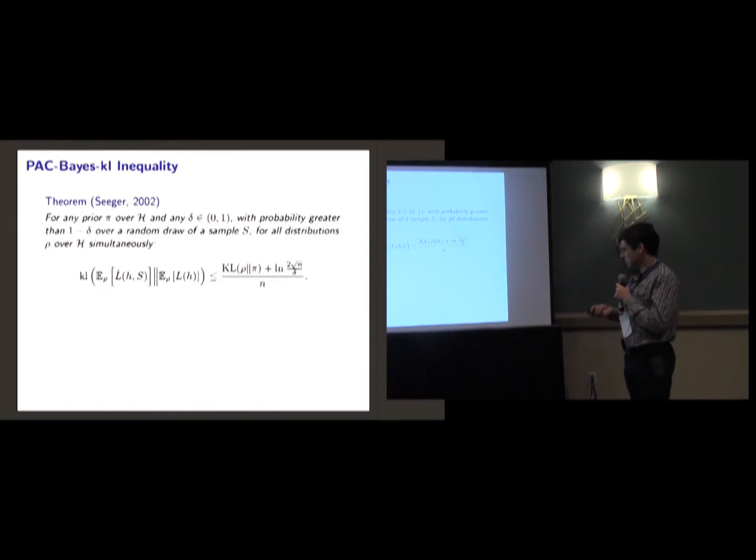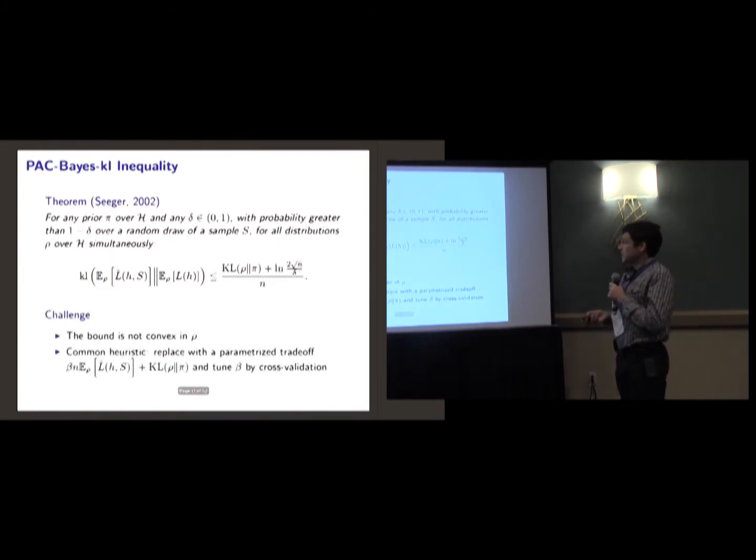So this was already in the first talk by Francois. The challenge is that this bound is not convex in the posterior distribution rho. And a common way to tackle this problem is to replace the bound with a parameterized linear trade-off and tune this parameter by cross-validation. Okay? So even though we have a nice theoretical bound, most works end up replacing it with a linear trade-off and tuning this parameter by cross-validation.